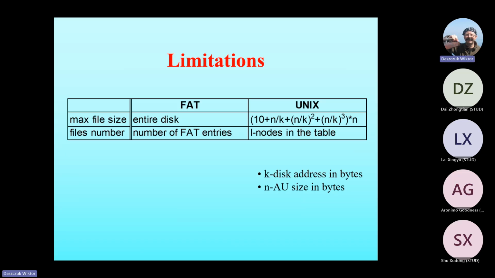But in FAT allocation, the file can occupy the entire disk. There's no limitation. And the limit for the number of files, in Unix, is the number of inodes in the table, not a single file more. In FAT, every file can occupy a different block, so we can have as many files as we have blocks.